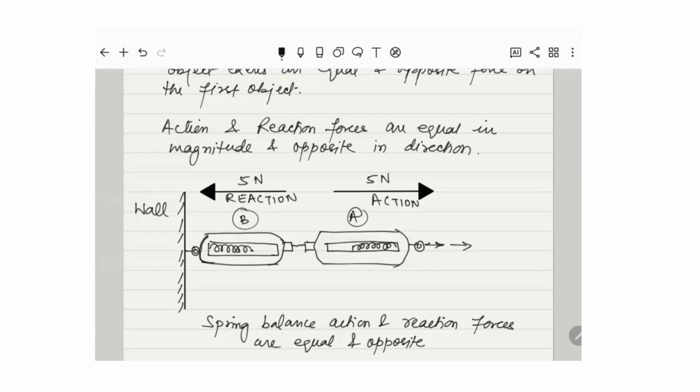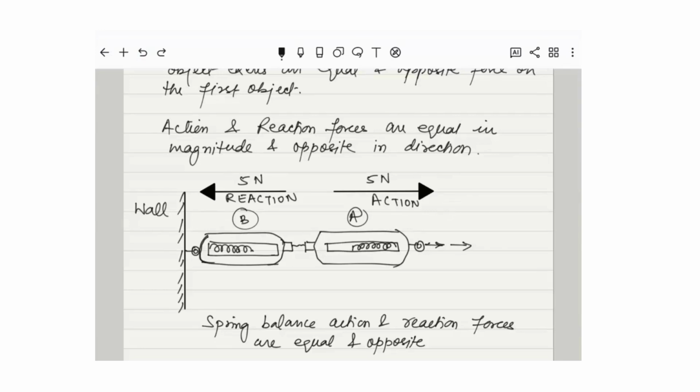Is that clear? Okay. So that's how action and reaction forces are equal in magnitude. So if you see the magnitude, 5 Newton, 5 Newton, they are always in equal magnitudes, but their directions are opposite. So if the action force is in this direction, then the reaction force will be in the opposite direction. Okay. So this is Newton's third law of motion, right? That for every action, there is an equal and opposite reaction.